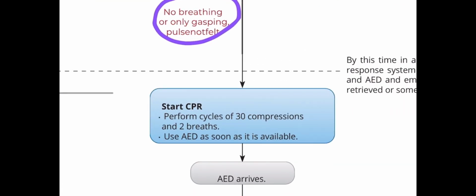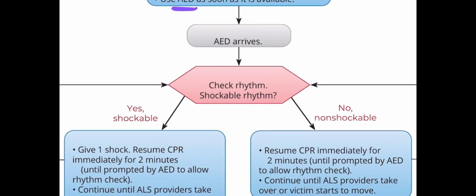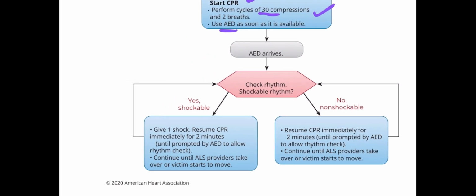Second is no breathing or only gasping and pulse not felt. This is the scenario you are most likely to encounter in your exam: start CPR as soon as possible. Perform cycles of 30 compressions and 2 breaths. We will discuss the compression details later on in the presentation. And as soon as an AED is available, you can check the rhythm, whether it is a shockable rhythm or a non-shockable rhythm.